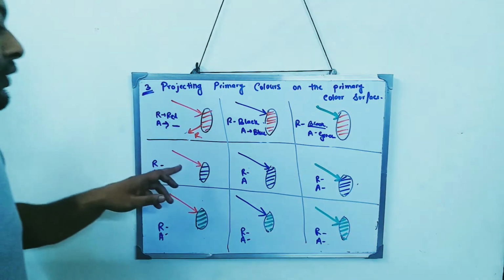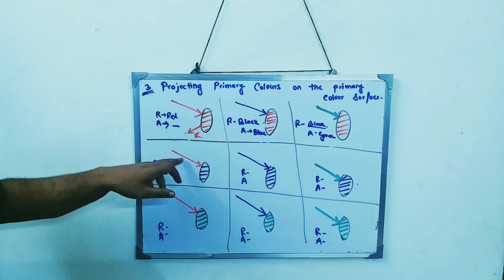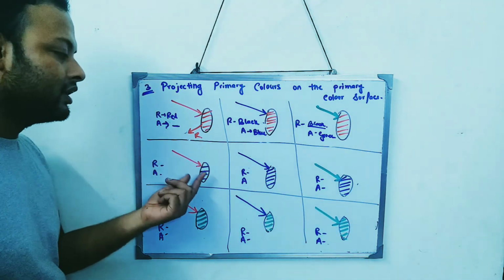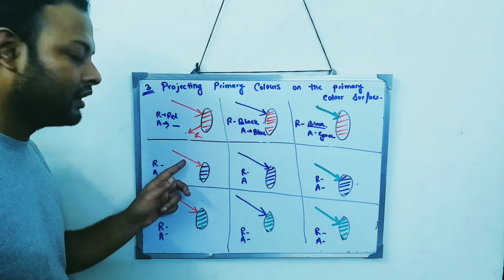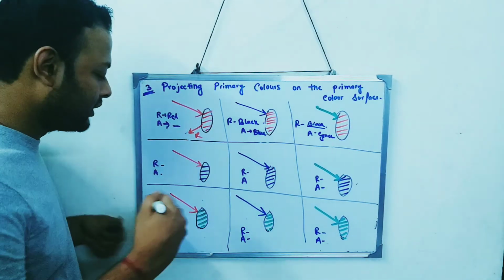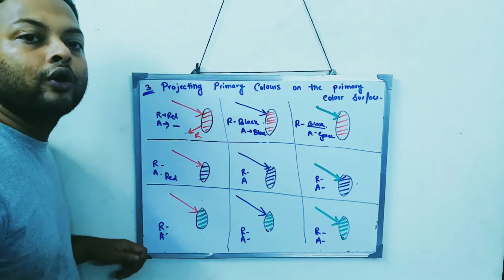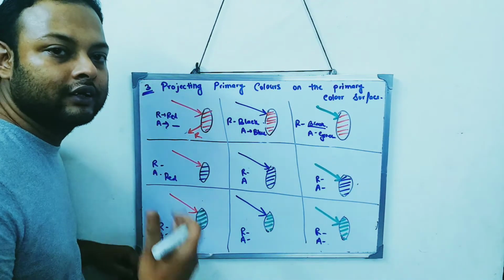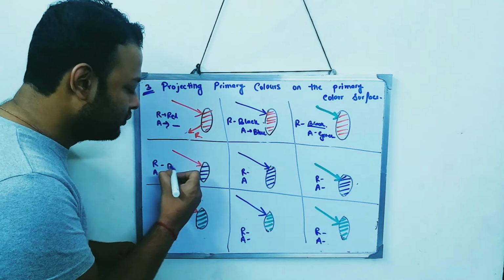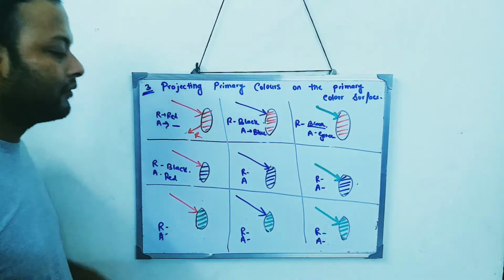Now in this, what will happen? On a blue surface, red color is coming. So obviously the blue surface will not reflect the red color. It will absorb this red color. And if it absorbs the red color, which color will it reflect? Nothing. So if it reflects nothing, it will appear black.